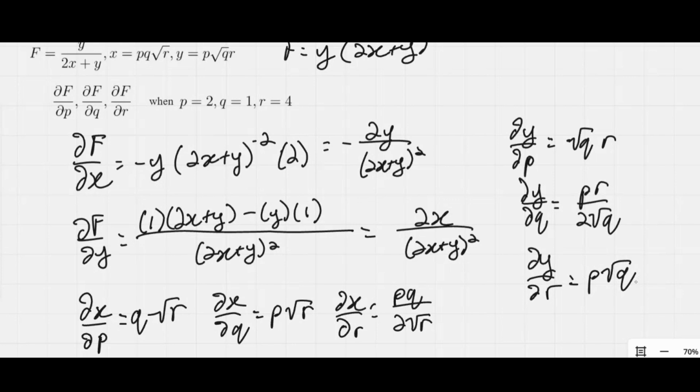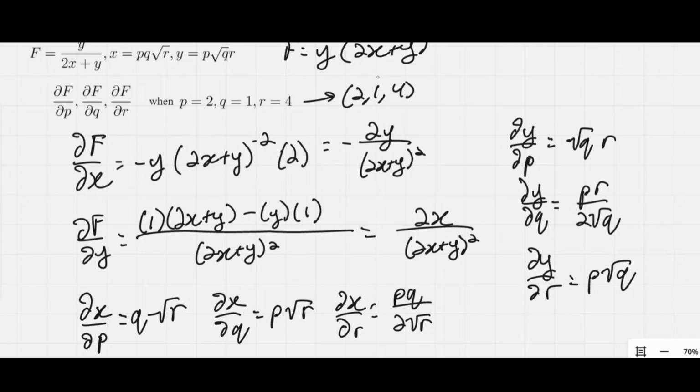All right, so we have our partials of f with respect to x and y. We have the partials of x with respect to p, q, and r, and then y with respect to p, q, and r. And so now we just have to combine all of this, and find expressions for the partials of f with respect to p, q, and r, and then actually find the partial derivatives at specific values 2, 1, and 4. Actually, we can rewrite this to the point 2, 1, 4 as such.